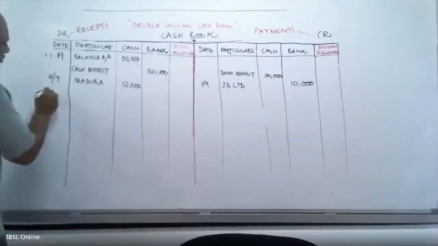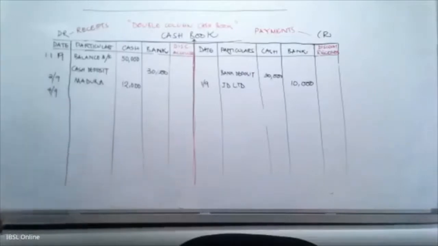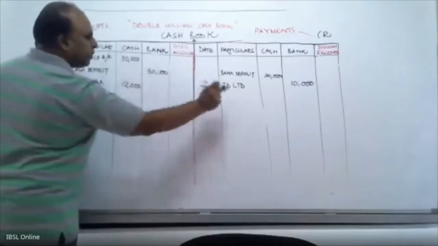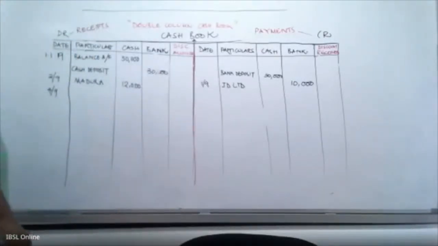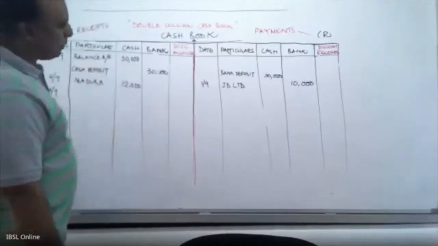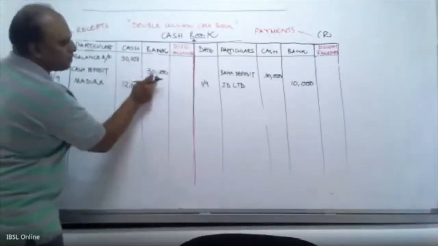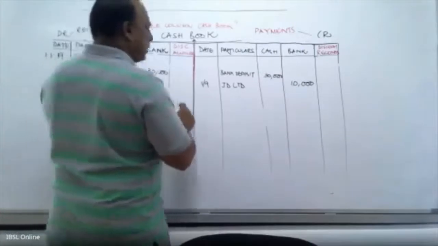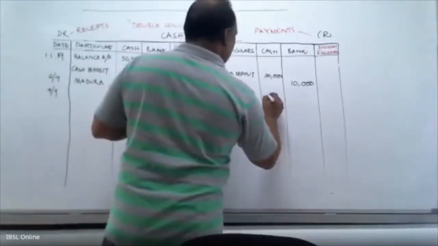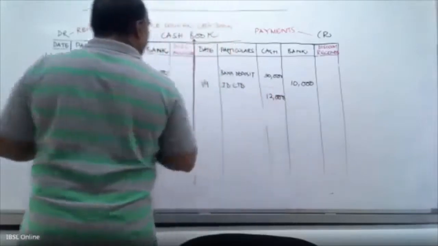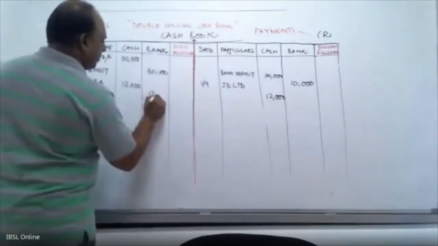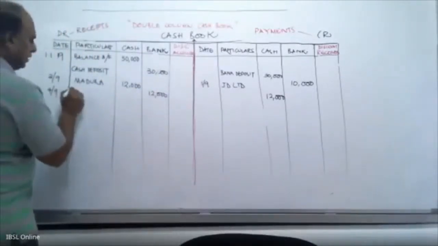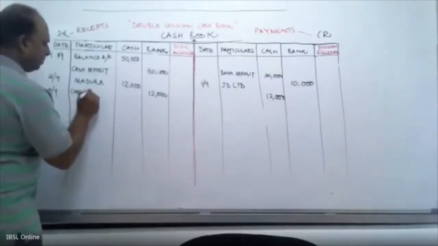Now on 4th September, what is going to happen? Before you record the transaction that is given, you have to record this as a check that is deposited into your bank. So when you deposit your check into the bank, what happens? It is somewhat similar to depositing this 30,000 in the bank initially. So you will deposit 12,000, you will credit your cash and debit your bank. And you will say here, check deposit.